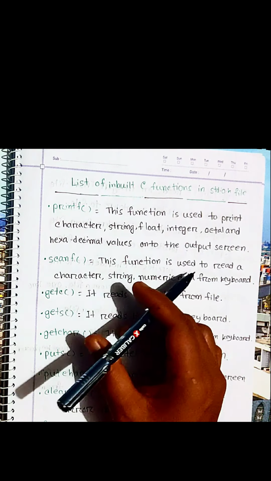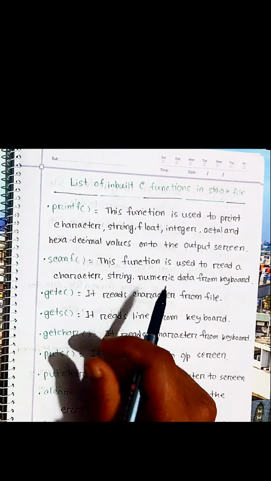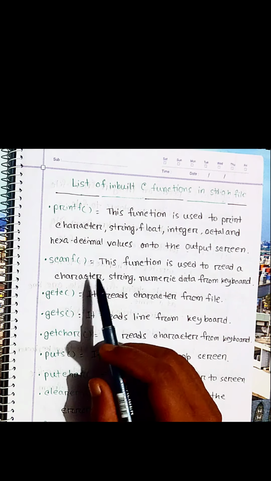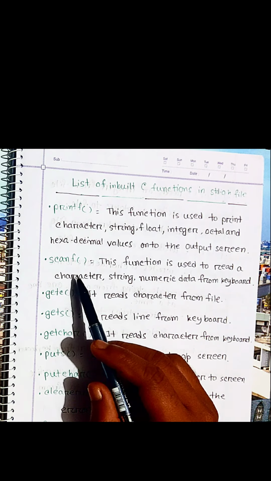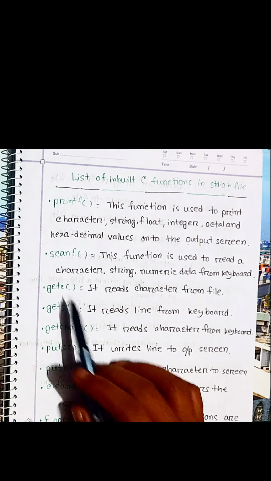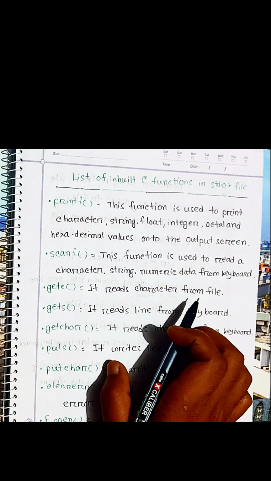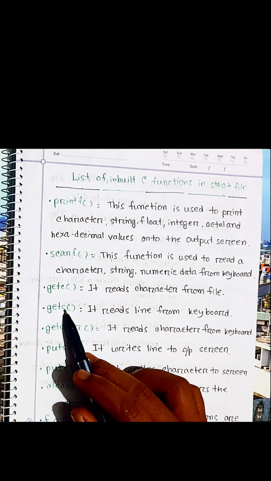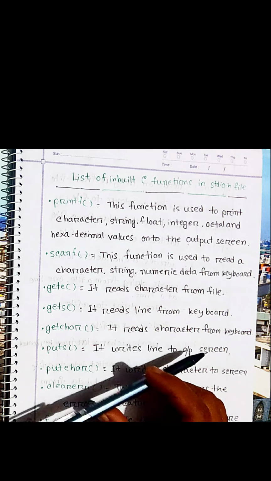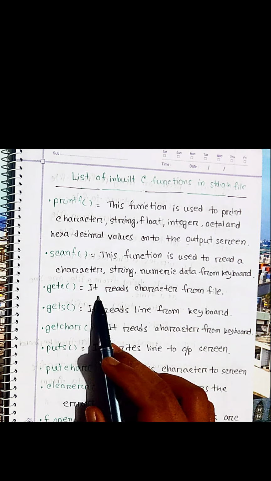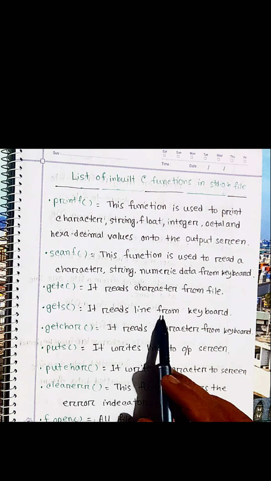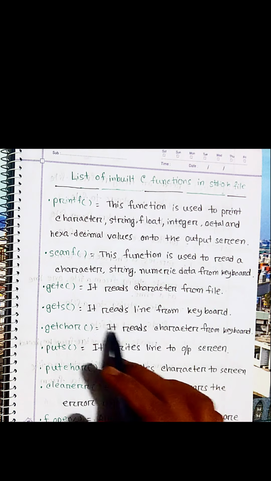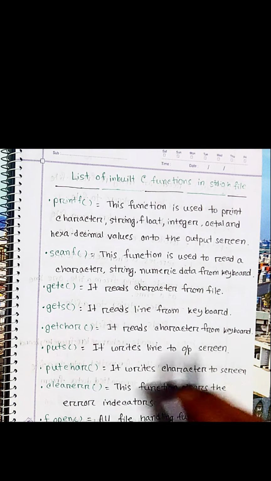scanf. This function is used to read a character, string, numeric data from keyboard. Means while getting an input you can use it. Okay, getc, it reads a character from file. Okay, now gets, it reads a line from keyboard. They are different. It reads a character from file, it reads a line from keyboard. Okay, getchar, it reads a character from keyboard.